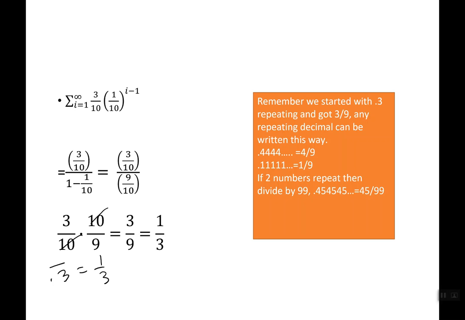What I think is cool to think about is that we started with 0.3 and we ended with 3 over 9. What's nice is any repeating decimal could be done this way. So if I had 0.44444, it's really 4 over 9, or 0.11111, that's 1 over 9. If you had two numbers repeating, like 454545, then you would just divide by 99. So I would have 45 over 99. If you don't believe me, throw it to your calculator and you'll see. Nice to see how we go back and forth from fractions, because maybe we always taught you that, but maybe we didn't explain how it worked.